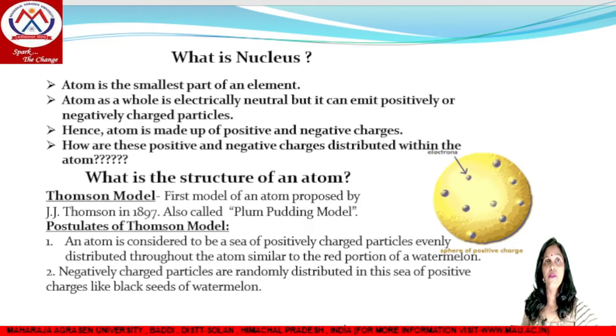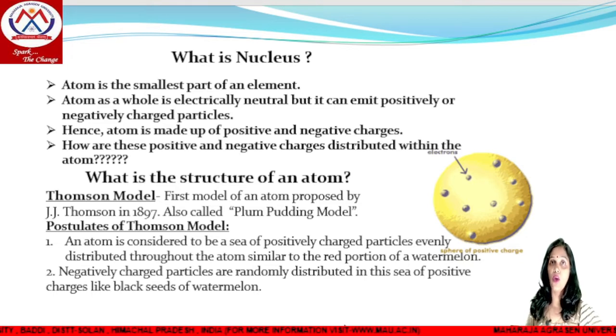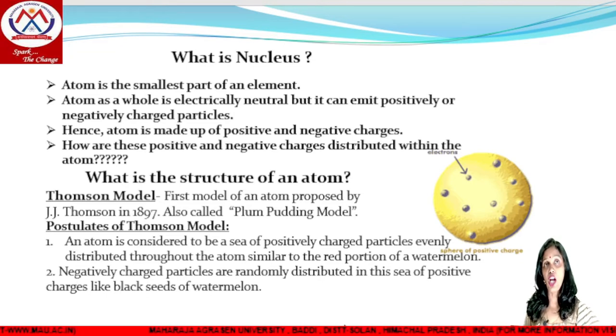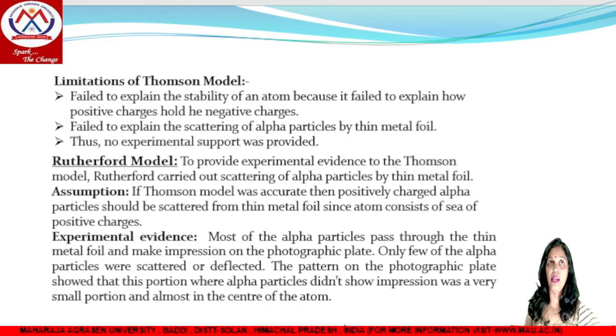First of all, the first model of an atom was proposed by J.J. Thomson in 1897. This model was also called the plum pudding model. The postulates of the Thomson model are: an atom is considered to be a sea of positively charged particles evenly distributed throughout the atom, similar to the red portion of a watermelon. And negatively charged particles are randomly distributed in the sea of positive charges like the black seeds of a watermelon.